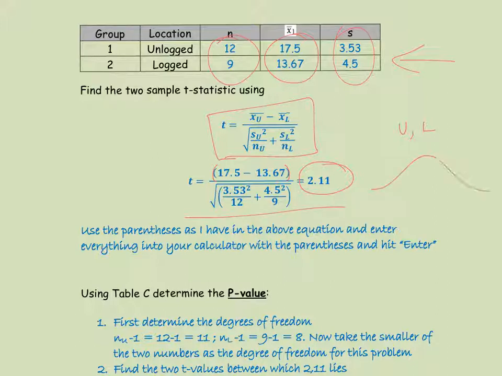So in the sampling distribution, if we assume that the null hypothesis is true, our T statistic is falling at 2.11. Now, the degrees of freedom for this problem has to be the smaller of the two numbers, that is 12 minus 1, which is 11 degrees of freedom for the first sample, and 9 minus 1, which is equal to 8 degrees of freedom for the second sample. We take the smaller of the two and use that in table C to find the p-value.